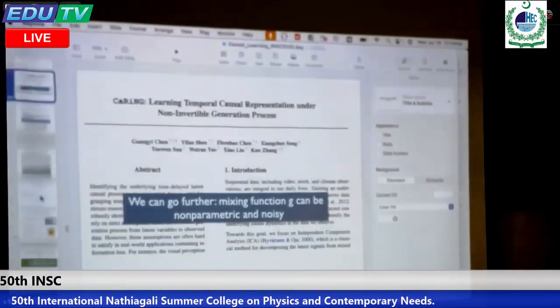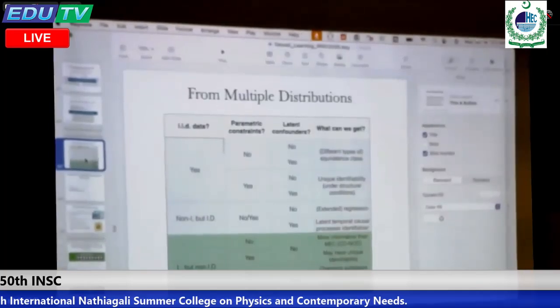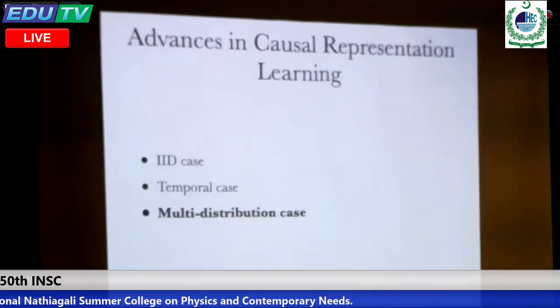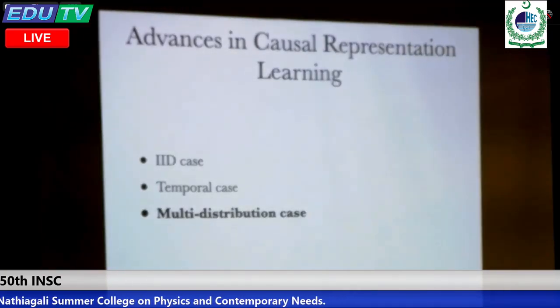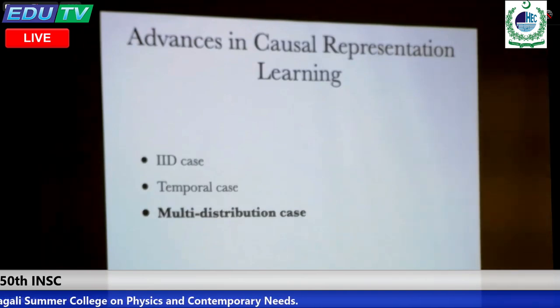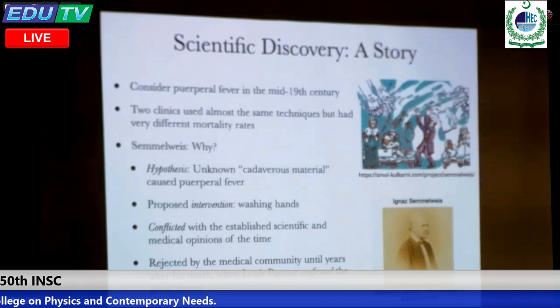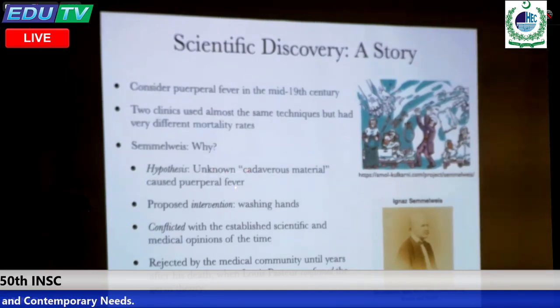Okay. Now, welcome back. Let's see more exciting things. Now we have multiple distributions, because we are talking about a violation of the IID assumption. From a causal perspective, it's so nice because it captures changes. With causality, you want to explain changes or apply changes. That's why it's beautiful. Remember this story I summarized here: from the two clinics with almost the same techniques but very different mortality rates, he discovered the hidden cause, and based on the understanding of the hidden cause, he proposed the intervention. The world became different.